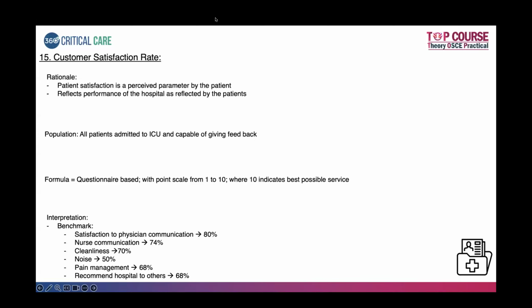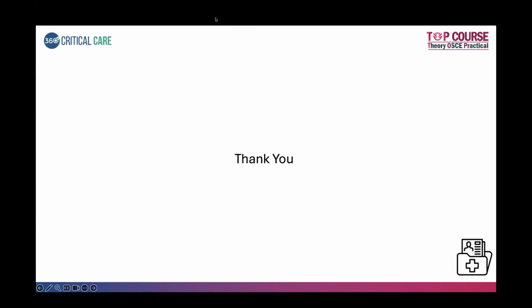I think we have covered the 15 parameters. The important areas which I really wanted to emphasize are the ICU bed day, ventilator day definition, catheter day definition, and central line day definition. These 3 to 4 things are what they will be asking in the exam.